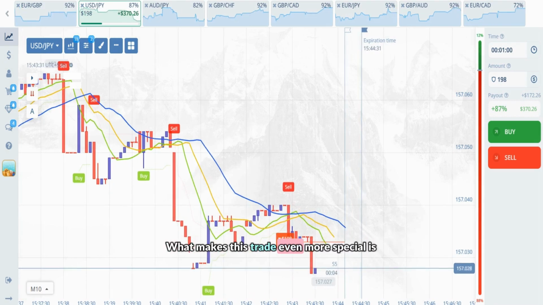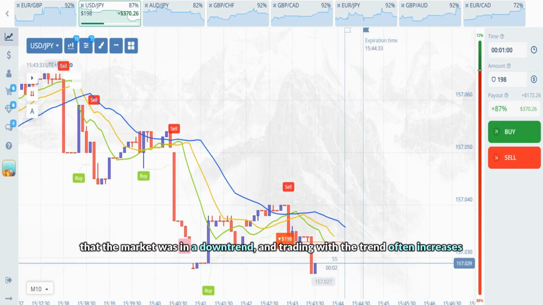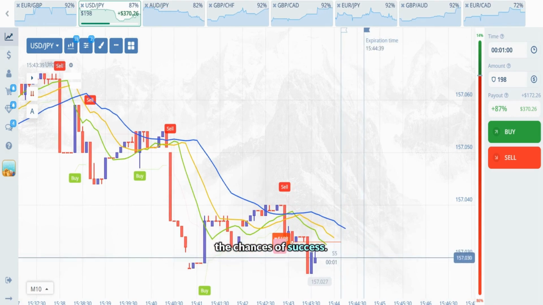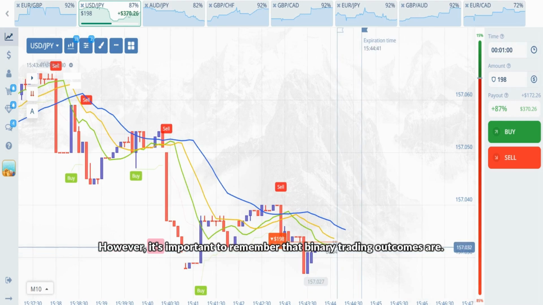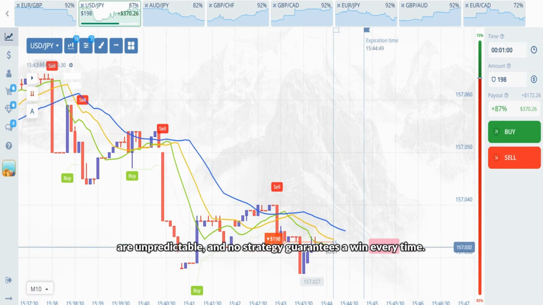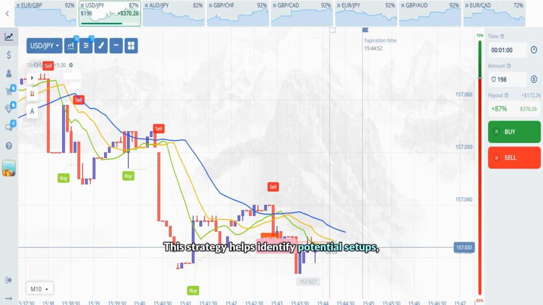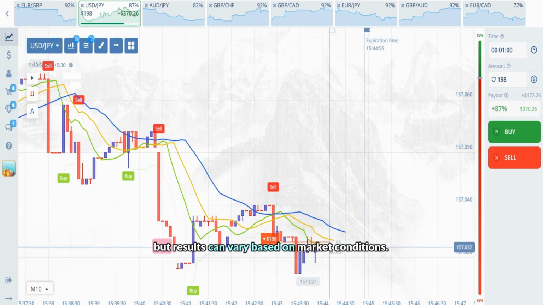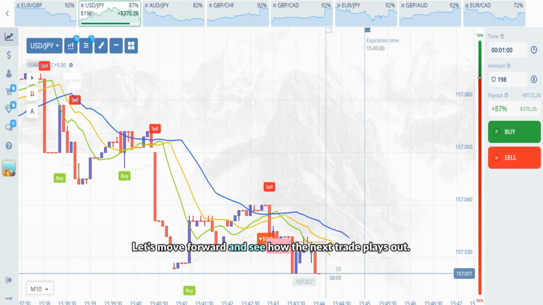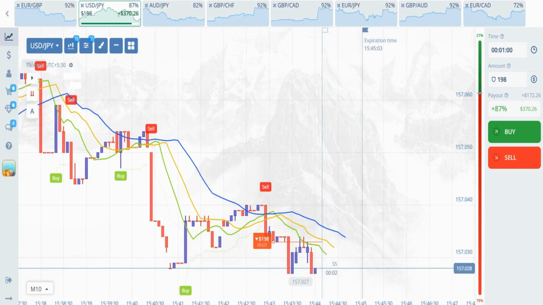What makes this trade even more special is that the market was in a downtrend, and trading with the trend often increases the chances of success. However, it's important to remember that binary trading outcomes are unpredictable, and no strategy guarantees a win every time. This strategy helps identify potential setups, but results can vary based on market conditions. Let's move forward and see how the next trade plays out.